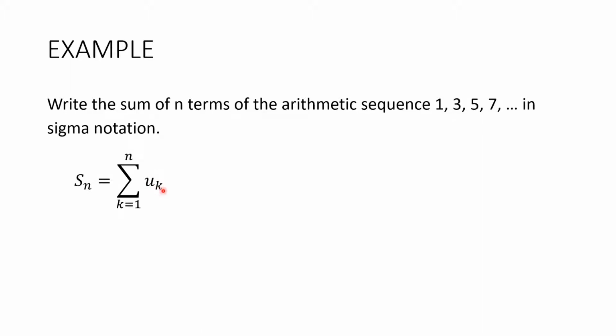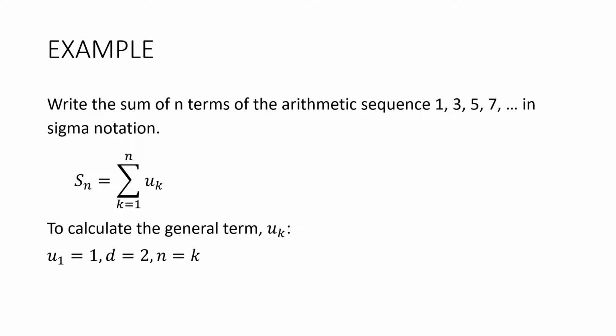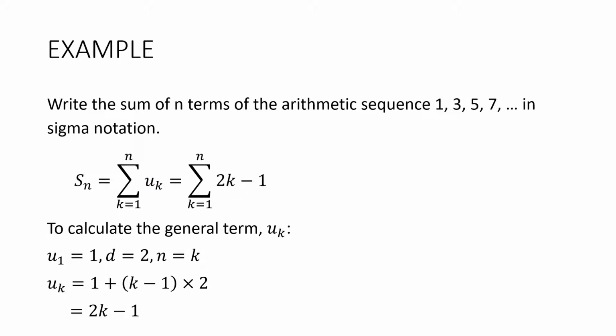But what we've got to do now is work out the general term. We know that the first term is 1, and it's got a common difference of 2. So working it out, I've got u1 is equal to 1, d is equal to 2, and n is going to be equal to k. And if we tidy that up, we get 2k minus 1. And so instead of this, I'm going to write it like that. So that's how we write the sum of n terms in sigma notation.